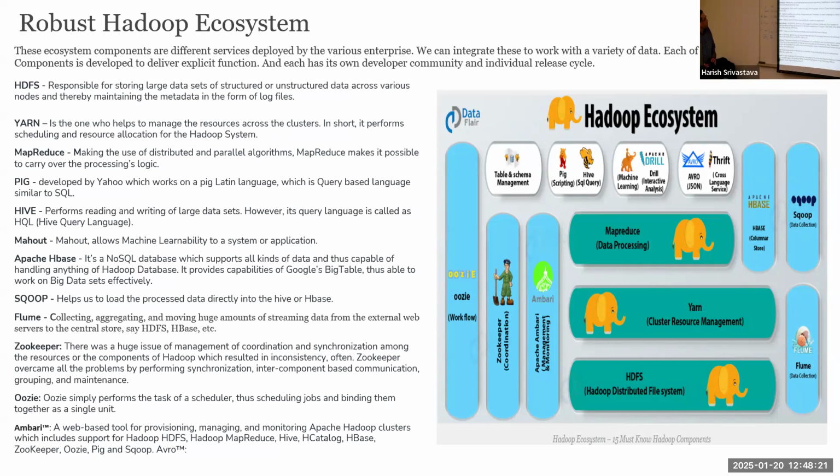Very good. Okay. So the Hadoop ecosystem includes many components. These components are different services deployed in various enterprises. We can integrate these to work with a variety of data. Each of the Hadoop ecosystem components is developed to deliver explicit functions, and each has its own developer community and individual release cycle. Whenever you install Hadoop, these three will always be there.